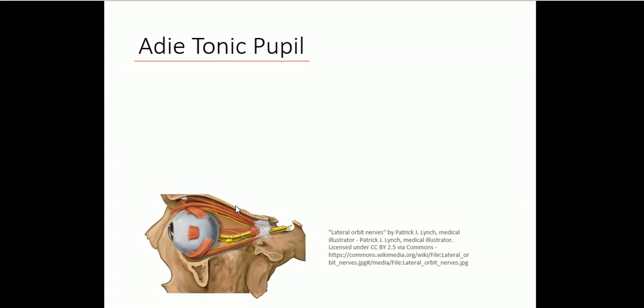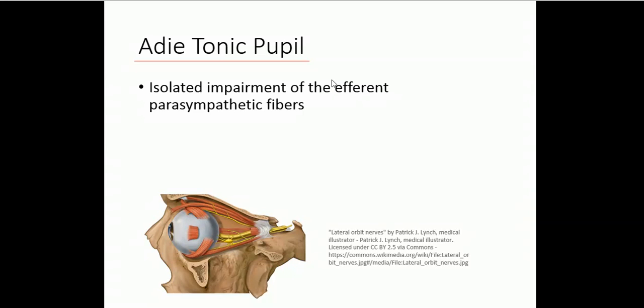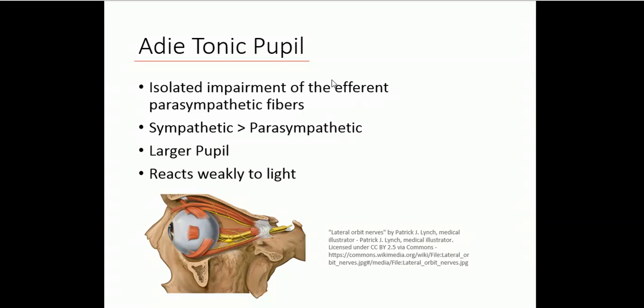And sometimes we have situations where there are benign viral infections in the ciliary ganglion that damage these neurons, these parasympathetic neurons that are running from the ciliary ganglion to the globe. And this causes, at least in one model, an Adie's tonic pupil. So we're talking here about an isolated impairment of the efferent parasympathetic fibers. And because of this impairment, we have a relative decrease in parasympathetic tone, and that leads to a larger pupil, which will now react weakly to light.